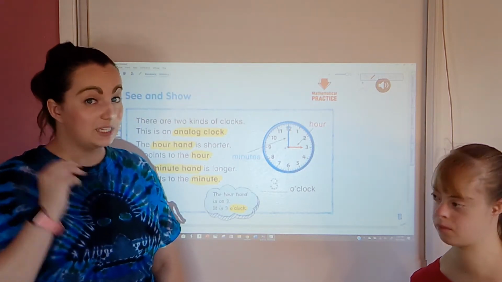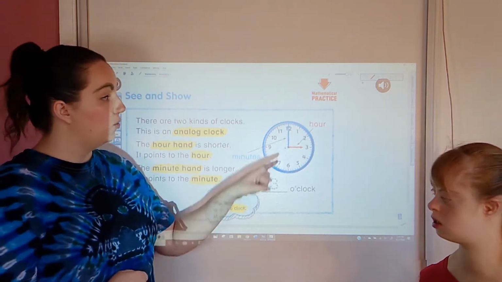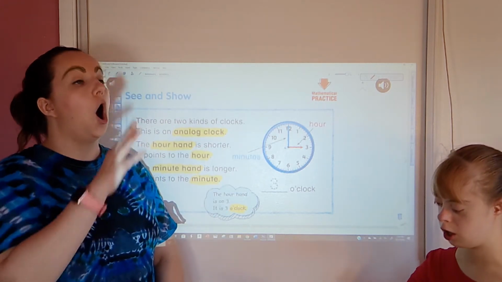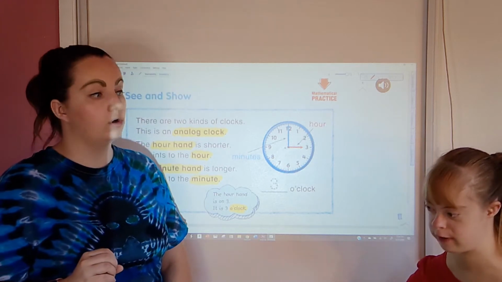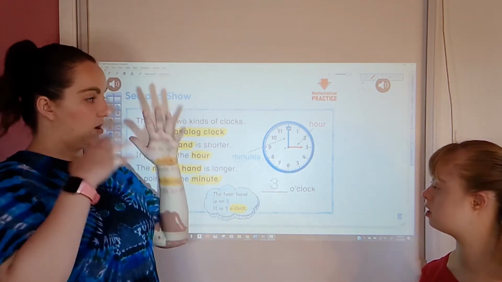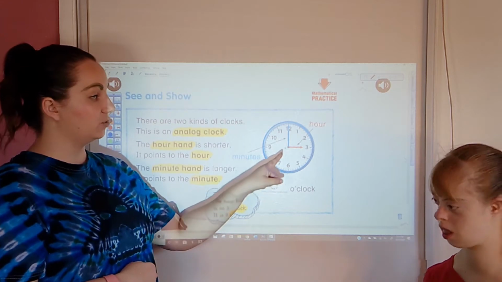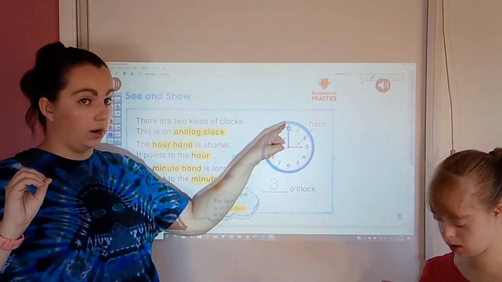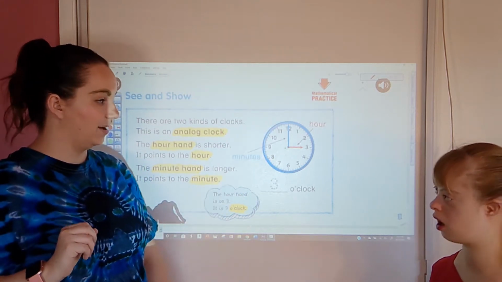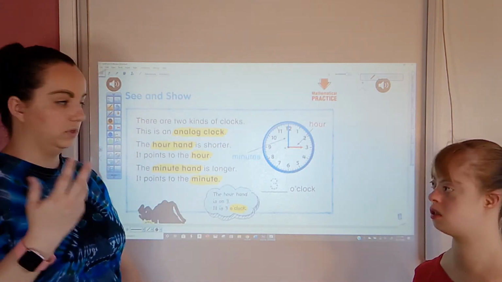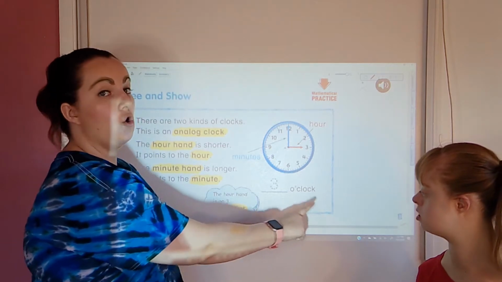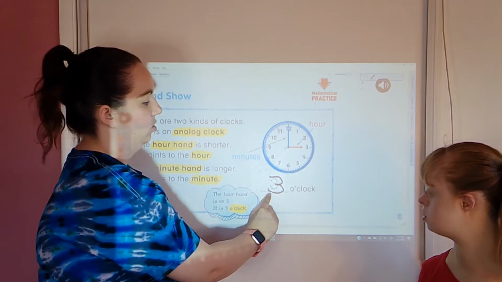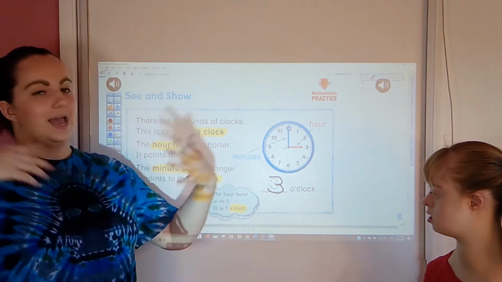But what's the special phrase we say when the minute hand is pointing straight up? What do we call it? O'clock. Good. So we would put the hour and minute hand together to read it as 3 o'clock. Very good. And then if we were to write that, it has blank o'clock. So we need to write that 3 there. 3 o'clock. And there we have it.